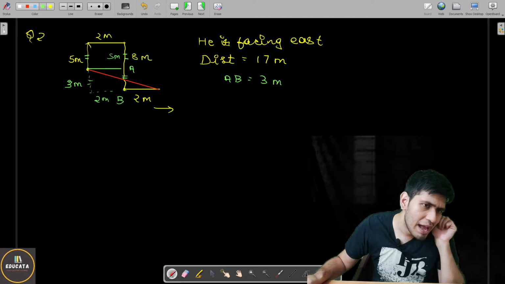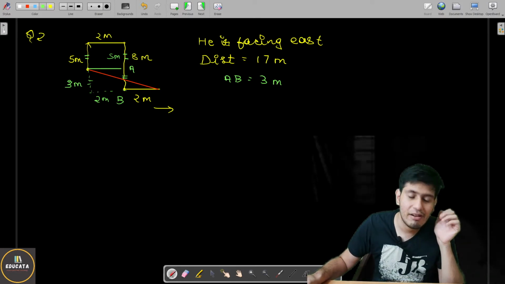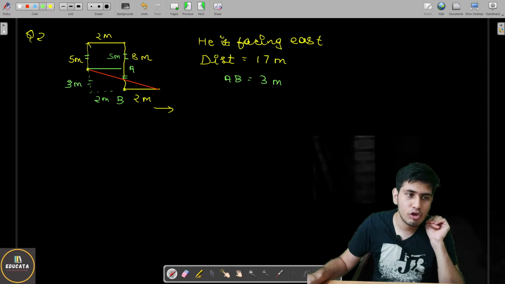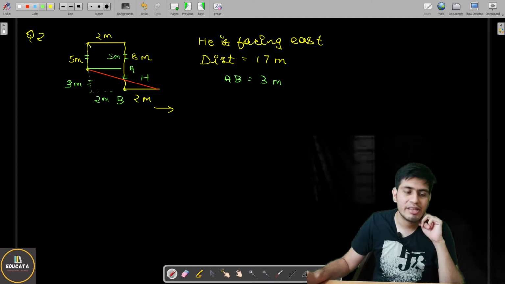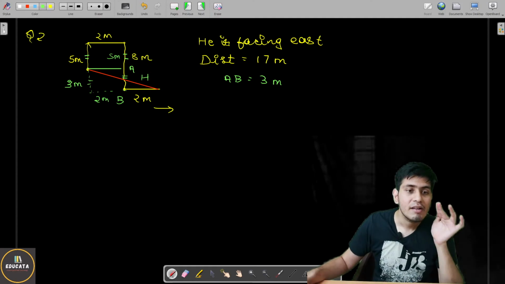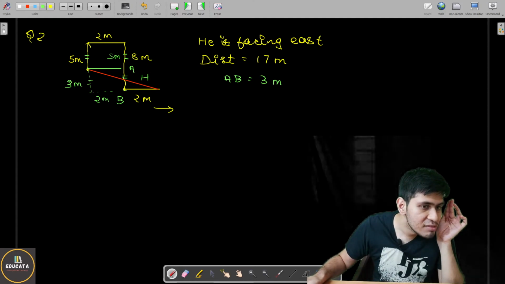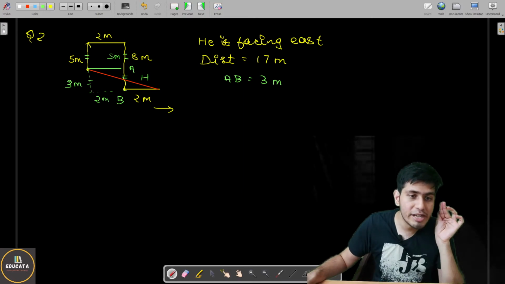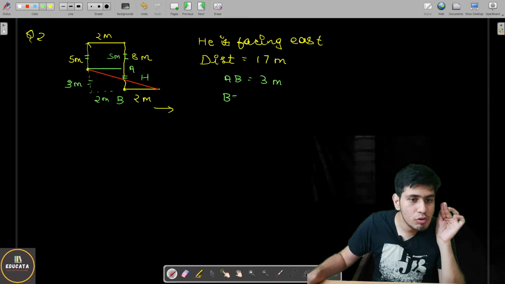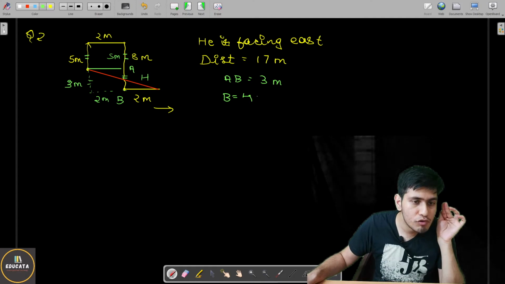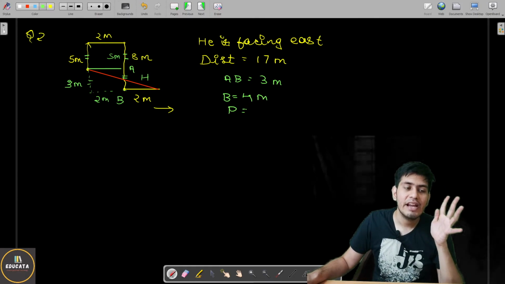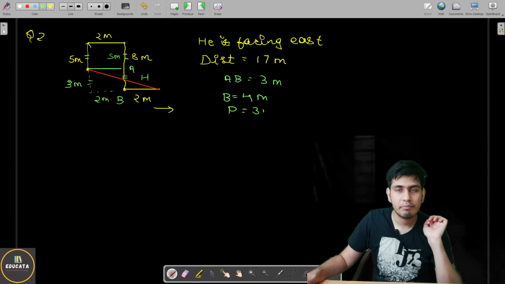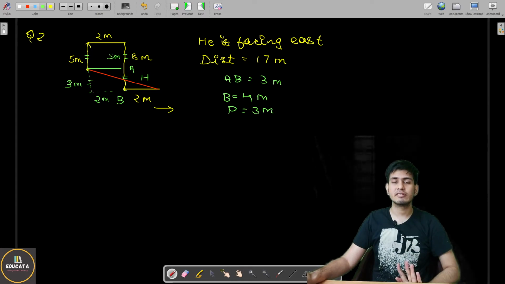Now what will happen? Can we apply the Pythagoras theorem? Yes, it becomes the hypotenuse, and these are the perpendicular and base respectively. The base is basically 2 plus 2, which is equal to 4 meters. The base is equal to 4 meters, and the perpendicular we can consider as 3 meters.